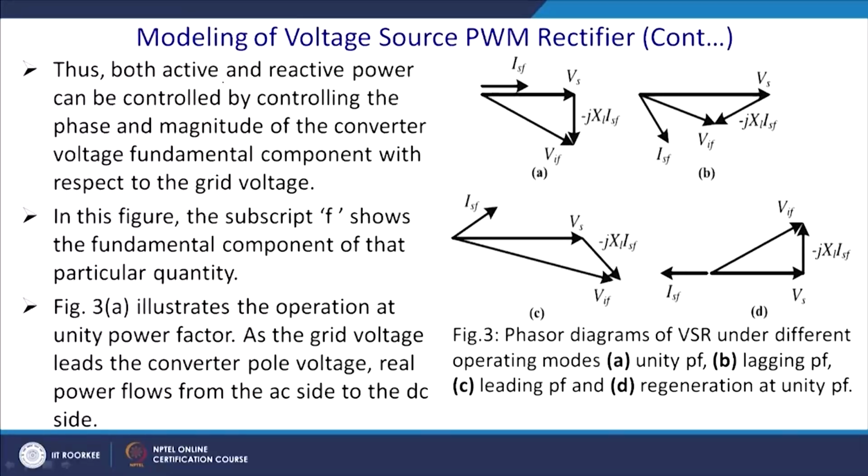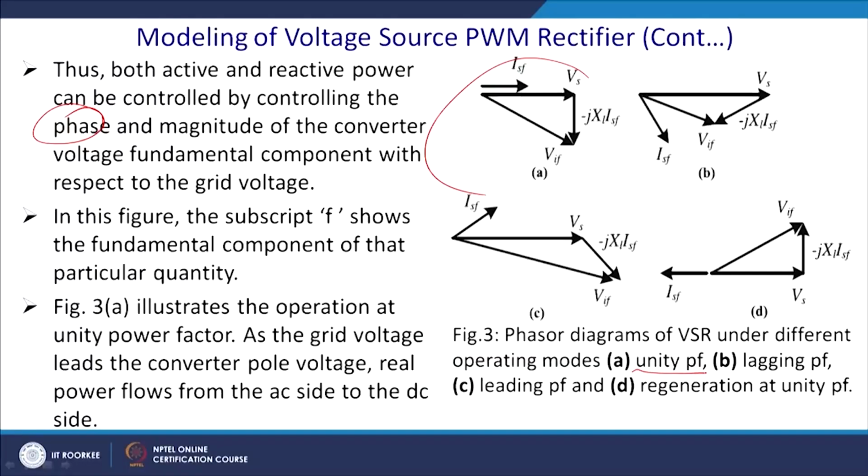Thus, both the active and the reactive power can be controlled by controlling the phase. If you control phase, then you can control the active power, and if you control the voltage level, you can control the reactive power, that is the magnitude of the converter voltage fundamental component with respect to the grid voltage. You see that this is the reference.